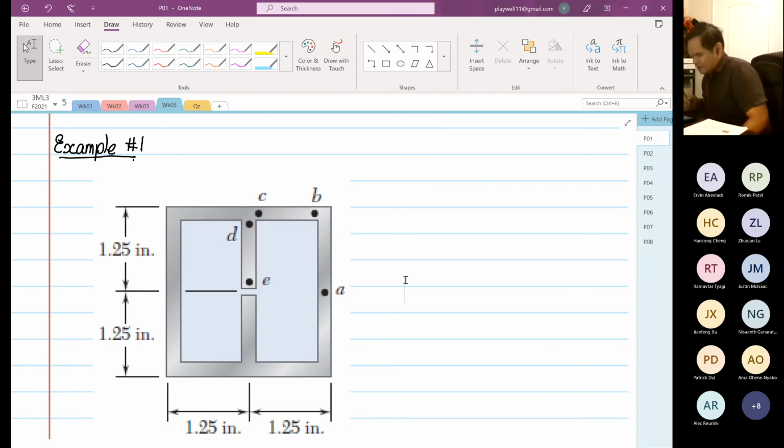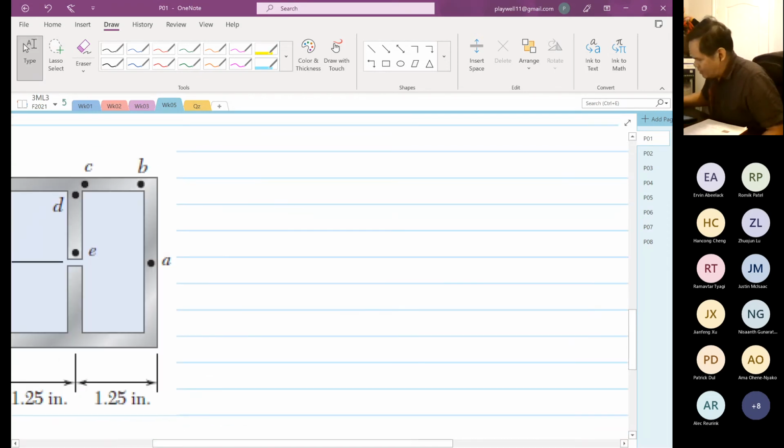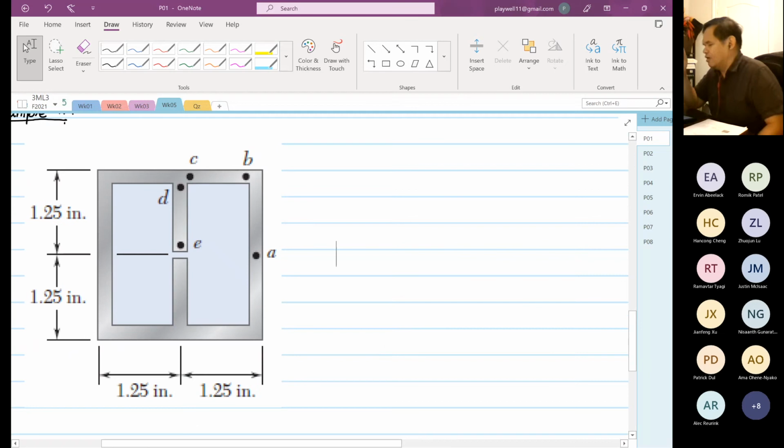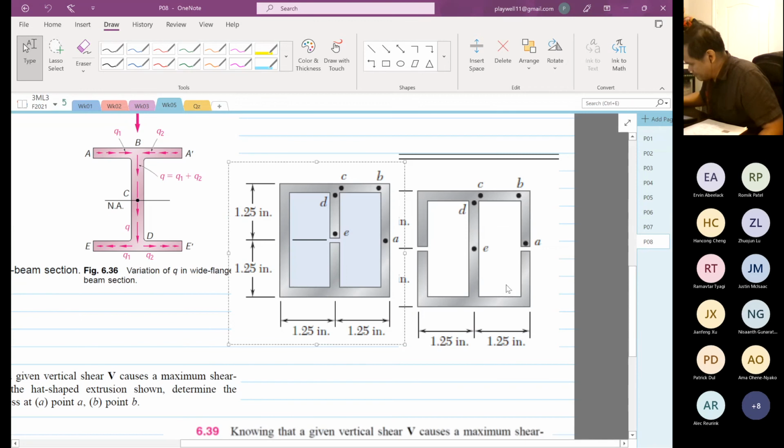So this is a bit confusing. Is it a box beam or is it a wide flange? Then I'll throw another one in. Now some of you like, oh no. I'll throw another one in.